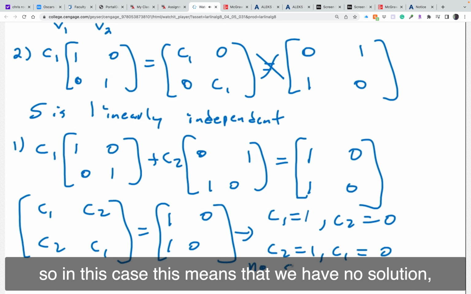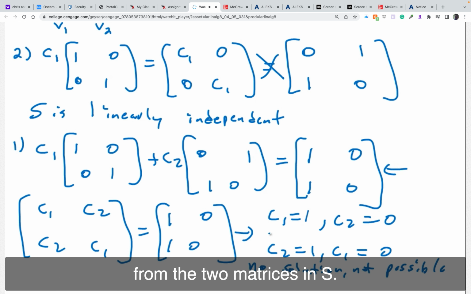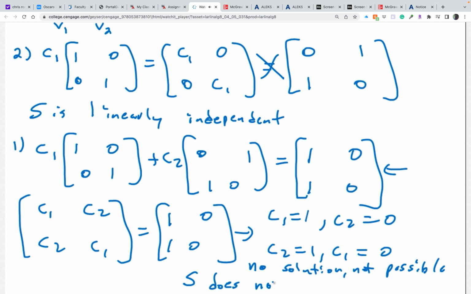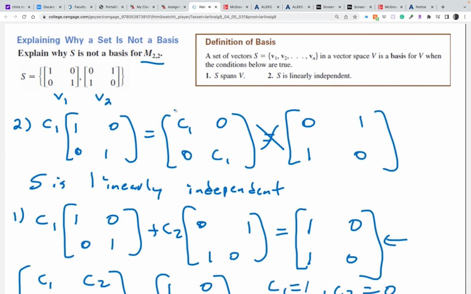So in this case, this means that we have no solution, meaning it's not possible for us to get this matrix from the two matrices in S. So in this case, we can see that S does not span this space of all 2 by 2 matrices. So in this case, we see that S is not a basis for M sub 2 comma 2 because it does not span that space.